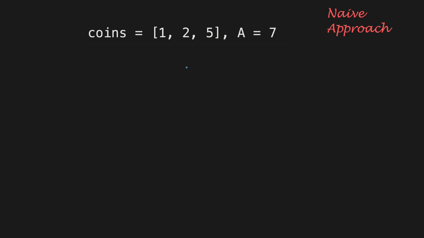So in the decision tree, we have 3 possible choices at each step. We can take coin of denomination 1, 2 or 5. Now if we choose coin of denomination 1, we have remaining amount as 7 minus 1 equal to 6. Similarly, if we choose coin of 2, the remaining amount will be 7 minus 2 equal to 5. And if we take coin of 5, the remaining amount will be 2.